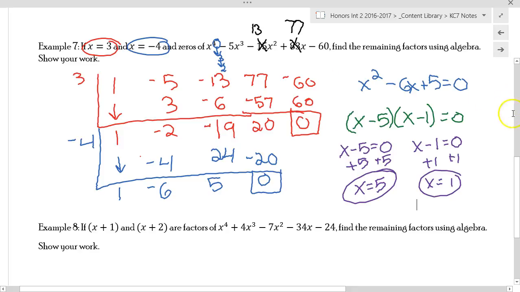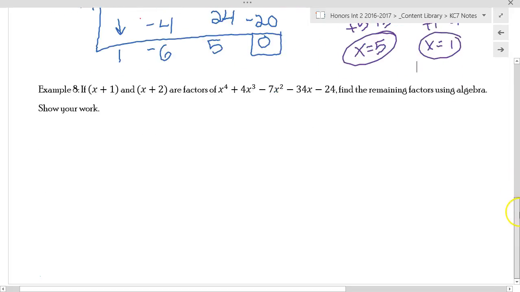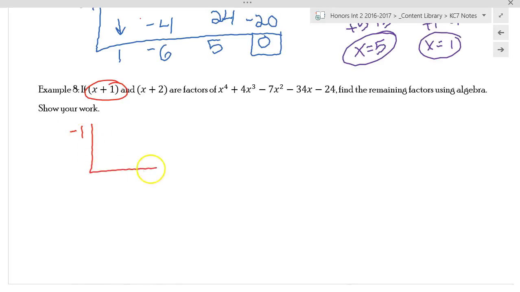All right, let's look at our last example, example 8. So now I'm given factors, and I'm looking for remaining factors. But it's still the same concept. I'm going to start with this first. I have to switch the sign because it's not an equals. Draw my box. 1, 4, negative 7, negative 34, negative 24.